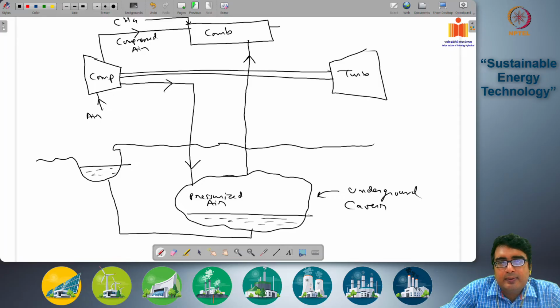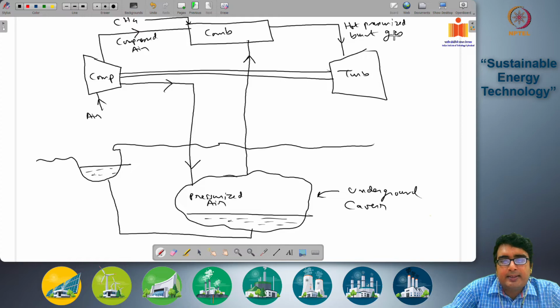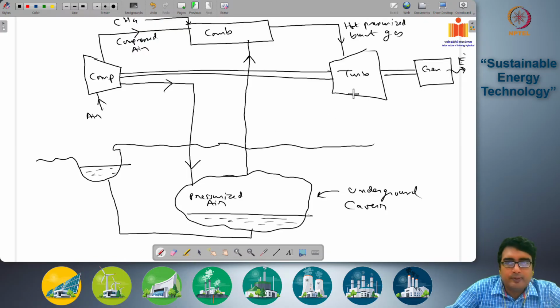And this is hot pressurized burned gas. Okay, and this is going into your generator, which is generating electricity. Okay, and this is the exhaust.